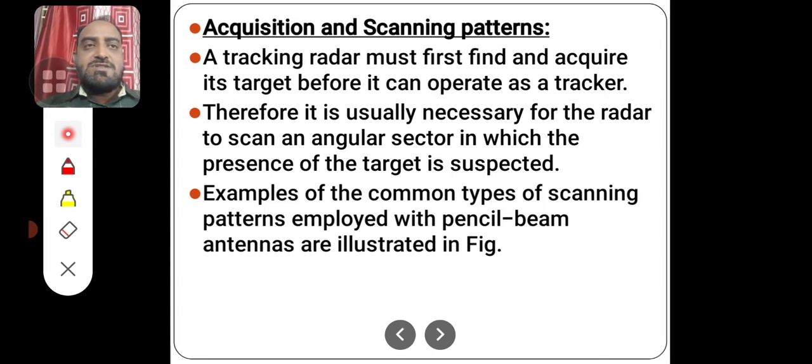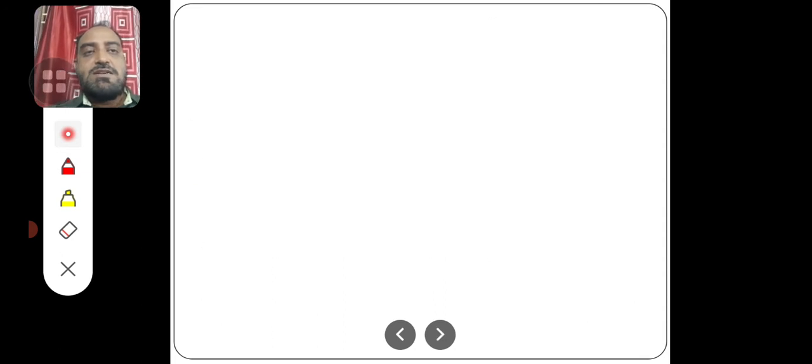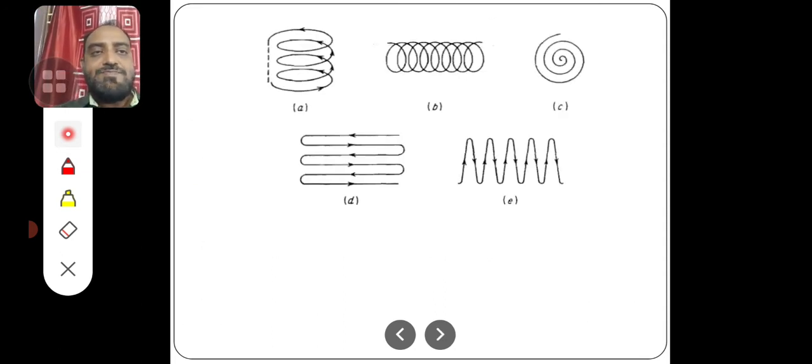Now, acquisition and scanning patterns help us to scan for the target very easily. A tracking radar must first find and acquire the target before it can operate as a tracker. So the first phase of a tracking radar is scanning: scan, acquire the data, then start tracking. Therefore, it is usually necessary for a radar to scan the angular sector in which the presence of the target is suspected. Examples of common types of scanning patterns employed with pencil beam antennas are illustrated in this figure.